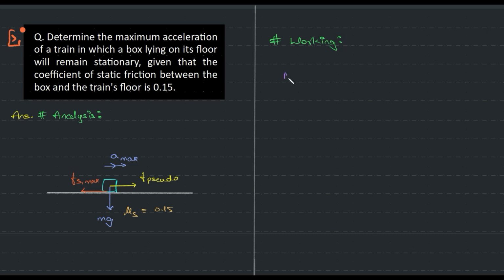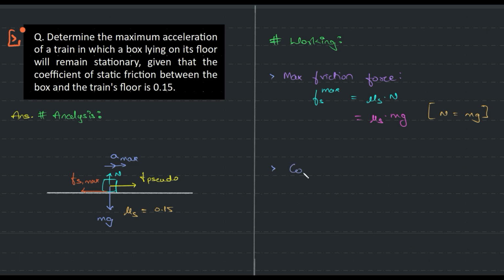Now, the maximum frictional force, your F max, is equal to mu s into normal. I forgot normal over here. And normal is equal to mg, right? Normal is equal to mg. Okay, now we have this one expression.